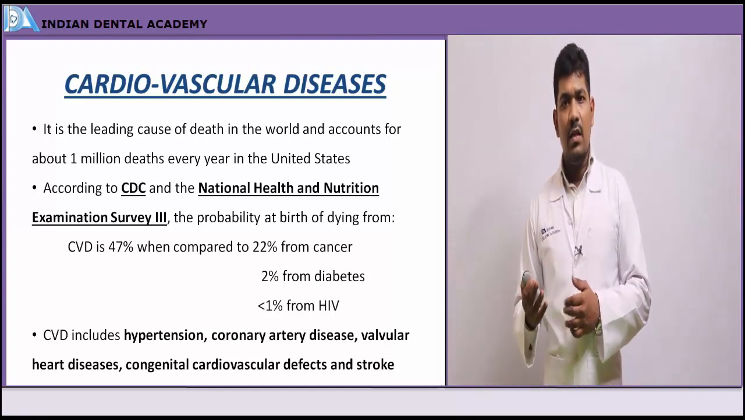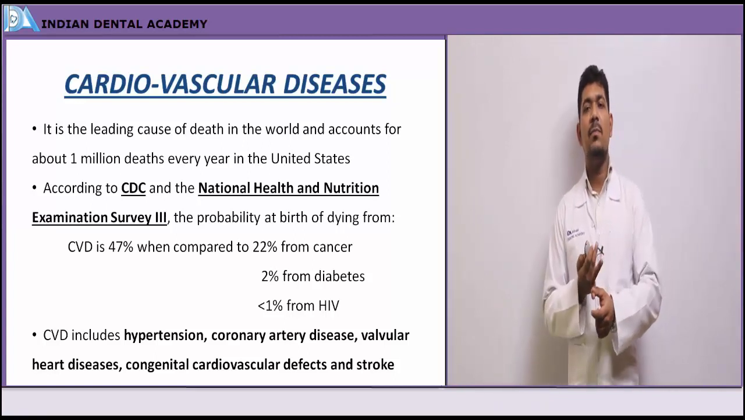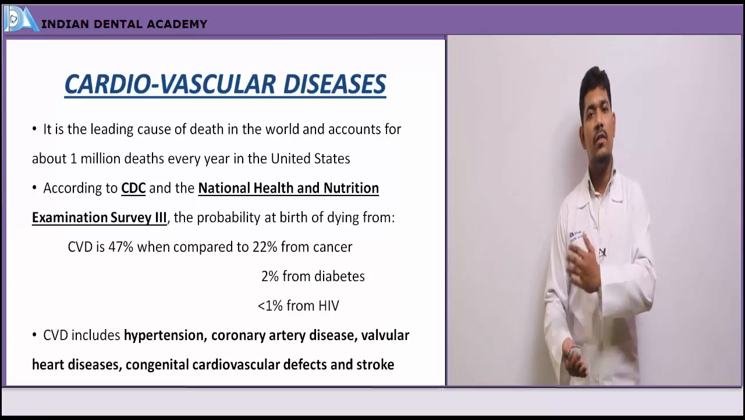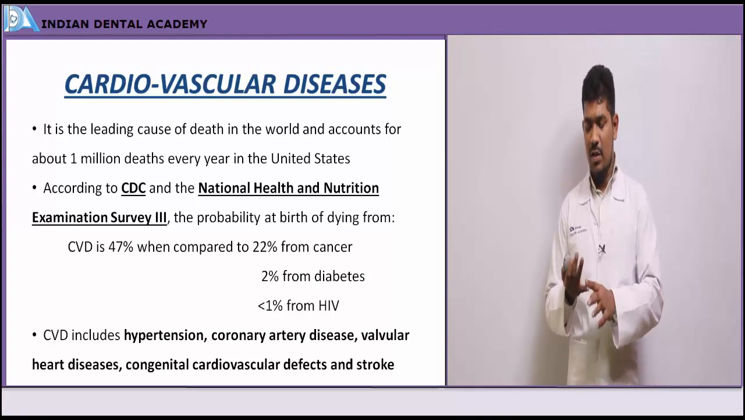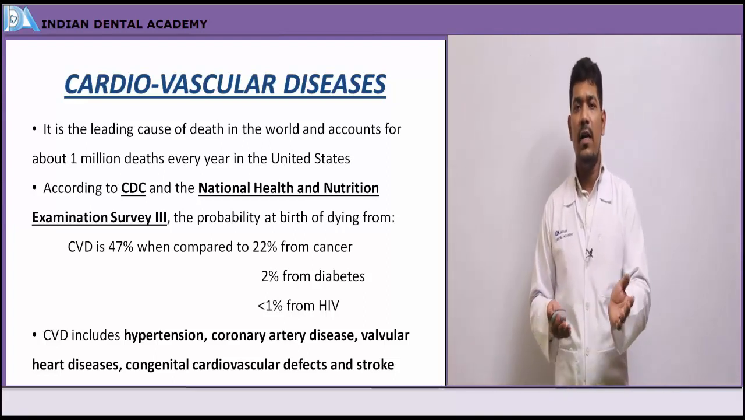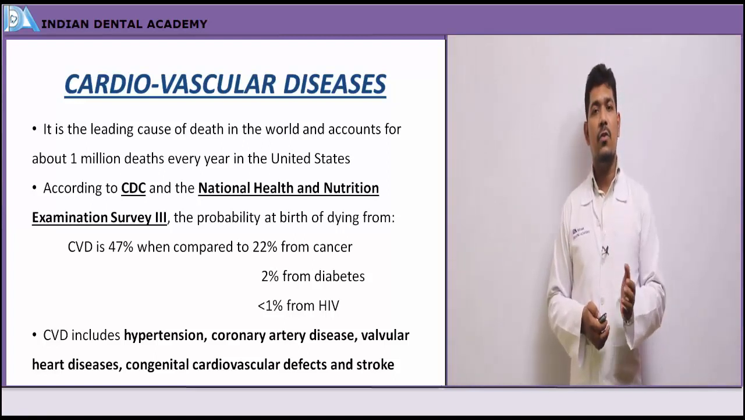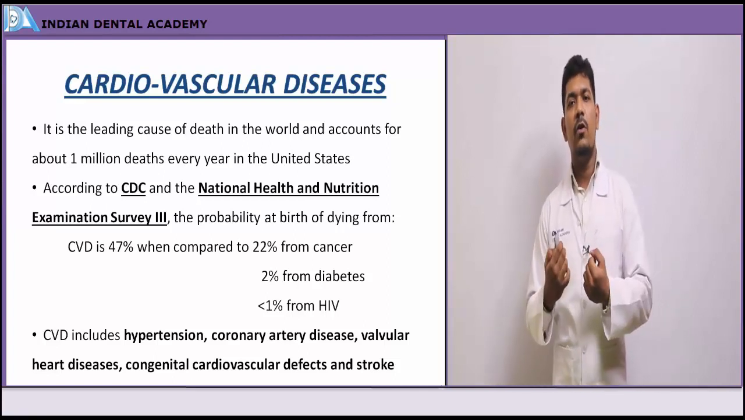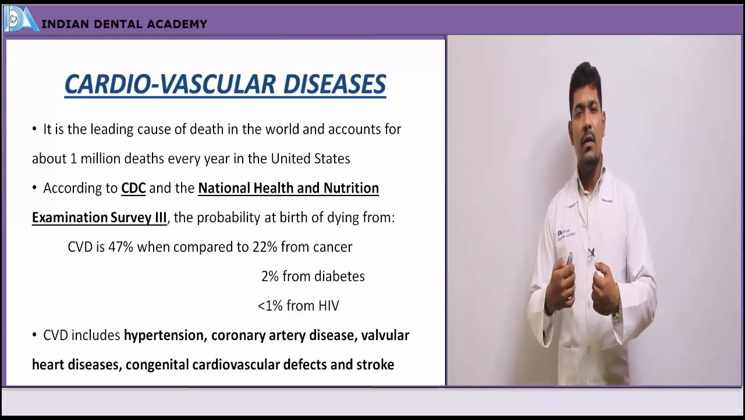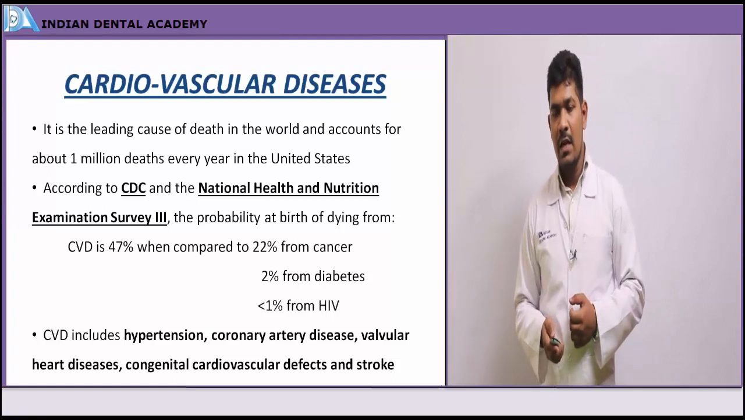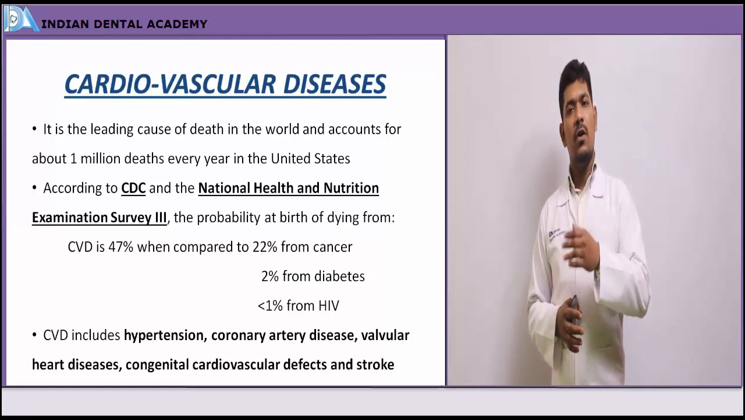So CVD, cardiovascular diseases, is a conglomerate of various conditions, starting from a simple hypertension, which almost all of us develop at some point of time, along with other conditions like arrhythmias, tachycardias, bradycardias, coronary artery disease, or myocardial infarction and ischemias. So this is basically a conglomerate of many diseases which affect the cardiovascular system, and the total group is given a name called CVD.